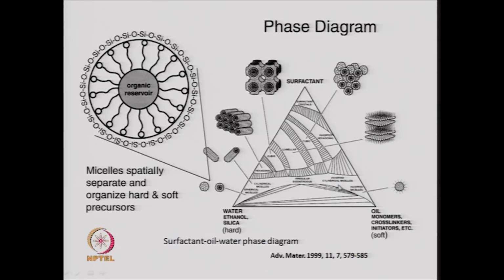Now, if you add something more, that means you look at a fixed temperature, but you have 3 components. One is the surfactant, the other is say water or a polar medium instead of water like ethanol, or you can have a non-polar medium like oil, which is organic solvents or monomers etcetera. Then you can create a ternary phase diagram.